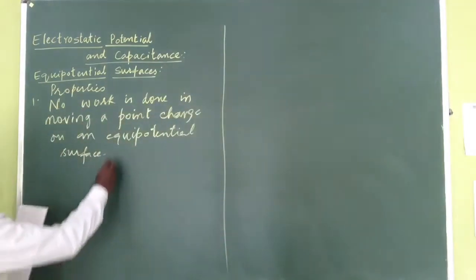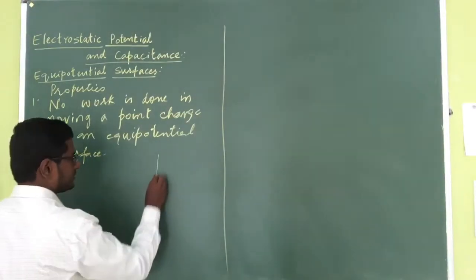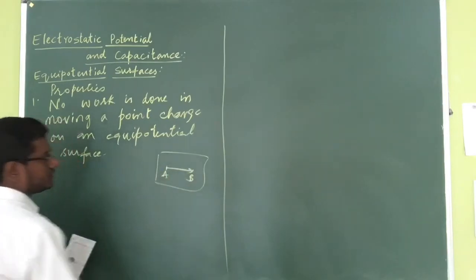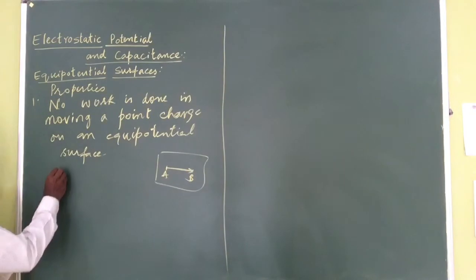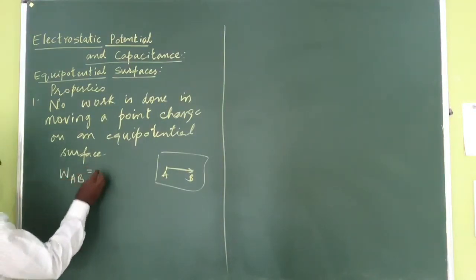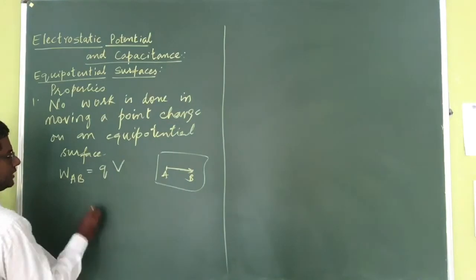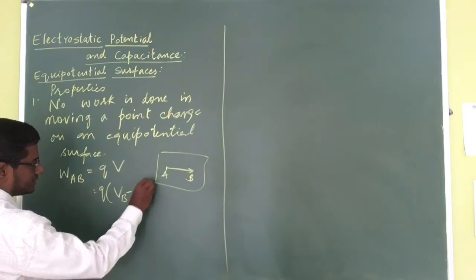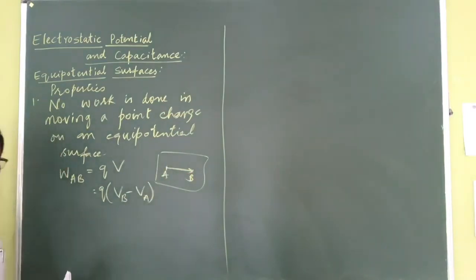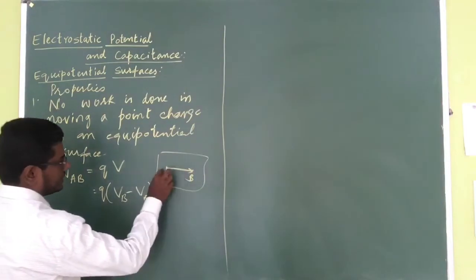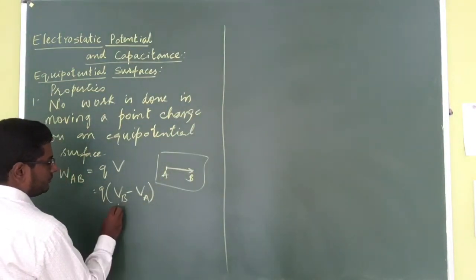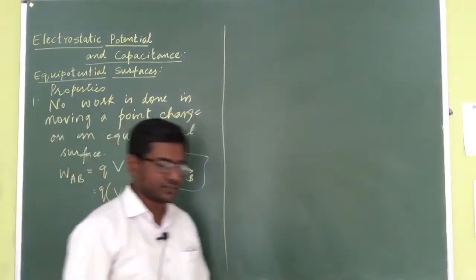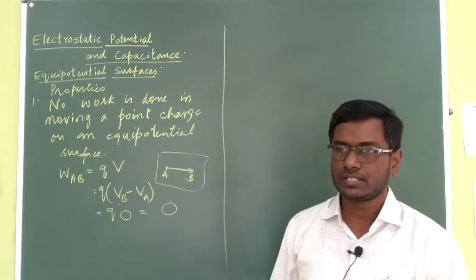and the proof was, let us say there are 2 points A and B on the surface. We are trying to move the point charge from A to B. Then the W_AB, that is the work done between A and B, will be equal to Q into ΔV, and that ΔV will be equal to V_B minus V_A, that is the potential at the final point minus the potential at the initial point. But we know that this is an equipotential surface, so V_B will always be equal to V_A. So Q will be multiplied with a 0. The resultant work done is 0. This is the first property of an equipotential surface.